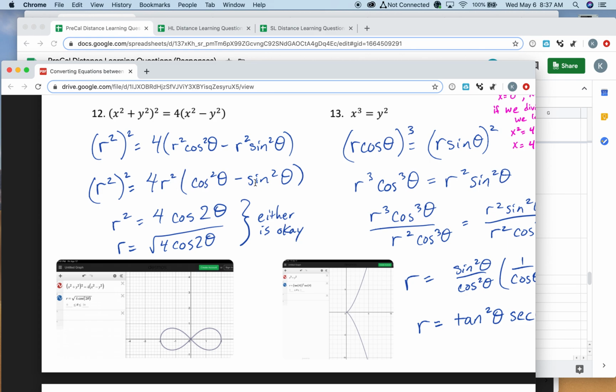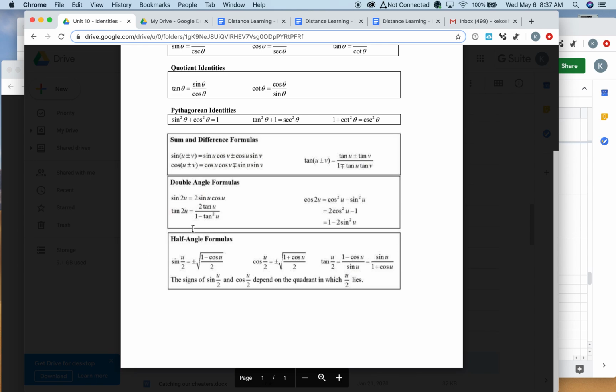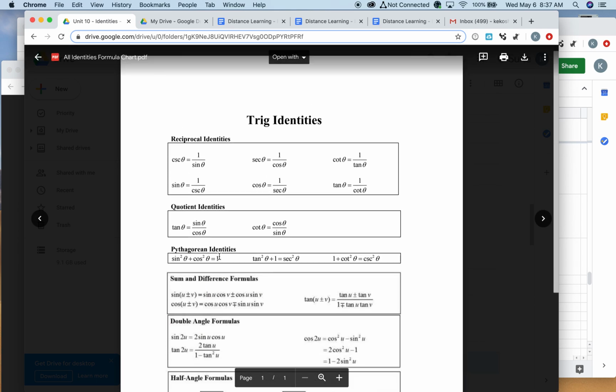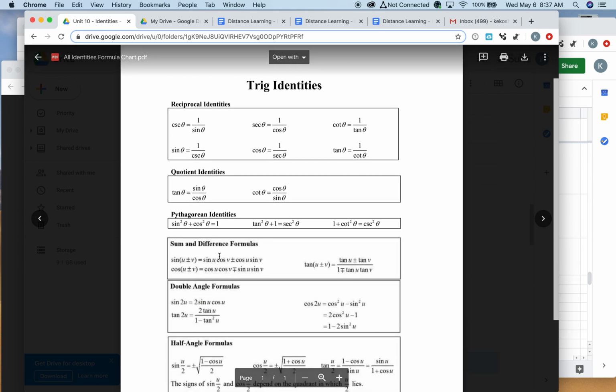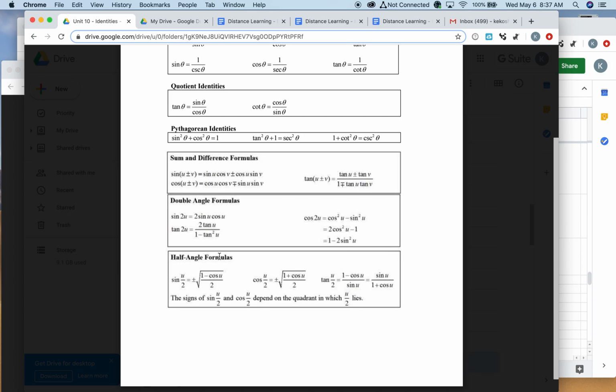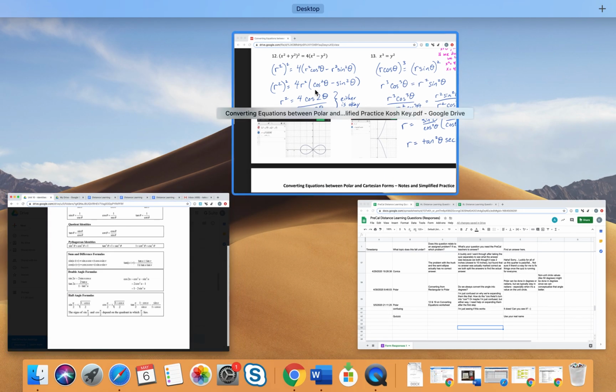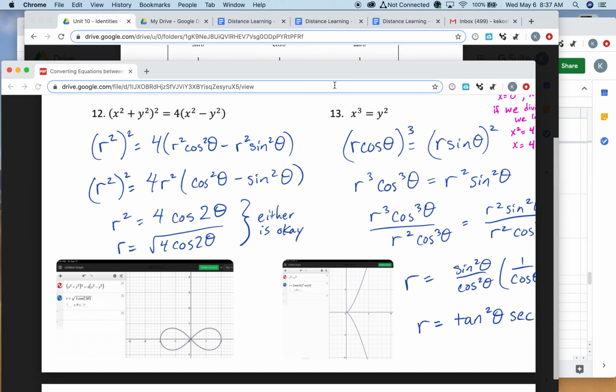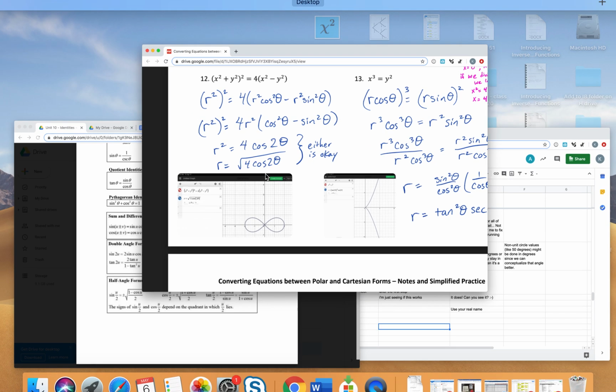And then I see this, and I remember this is a property. I remember that this is one of the identities that we learned earlier this year. So I pulled up all of the identities that you need to be familiar with. That's the great thing about this: polar requires you to remember the trig that you learned earlier this year. In particular, what we were using is cosine squared minus sine squared right there.